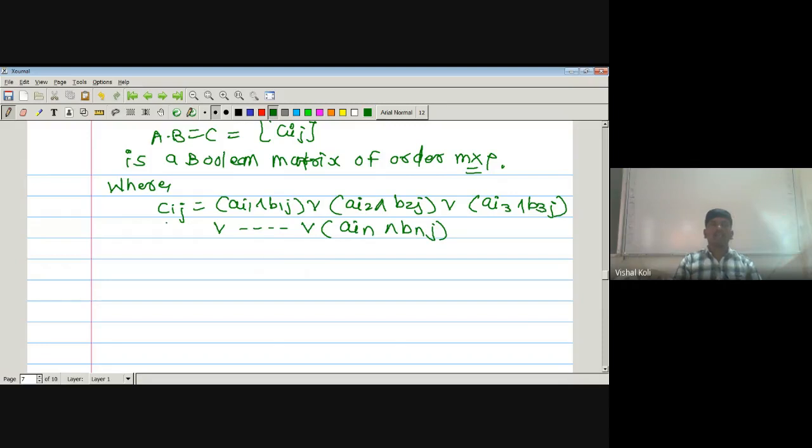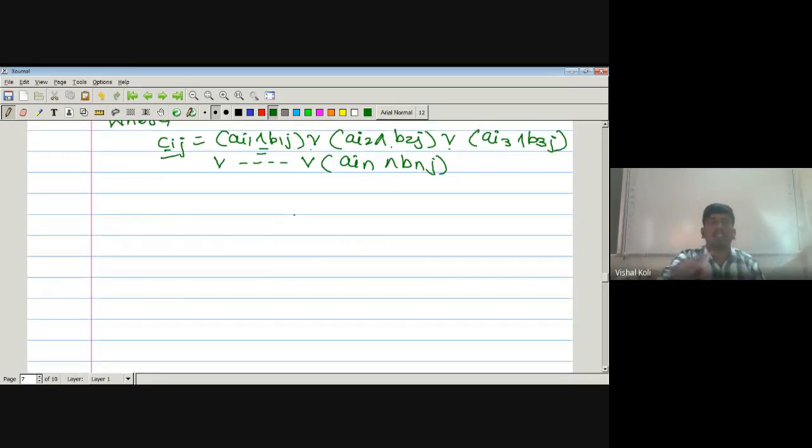That is, if we have to find out any element of a matrix C, that is Cij, then it is nothing but Ai1 meet B1j join Ai2 meet B2j join Ai3 meet B3j and so on up to AiN meet BNj. It is the product of two Boolean matrices, same as the product of any two matrices A and B. Just we have to replace the plus sign by this join and the multiplication sign dot by this meet.